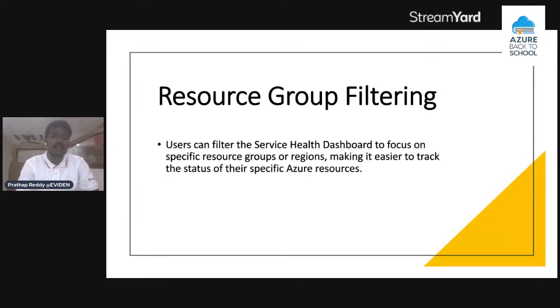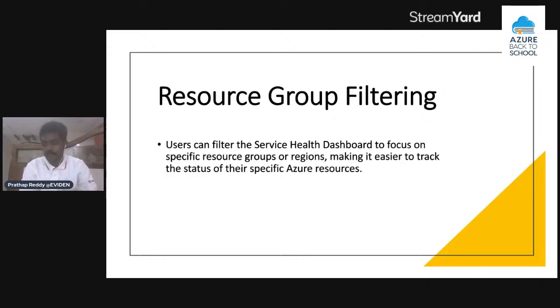And one more thing is resource group filtering. The name itself says filtering. It is like sorting the data, sorting the information, sorting the regions, sorting the services, whatever we are able to see in these Azure services. We have to filter the data. First of all, we need to filter the resource group. Users can filter the Service Health dashboard to focus on specific resource groups or regions, some specific Azure resources only.